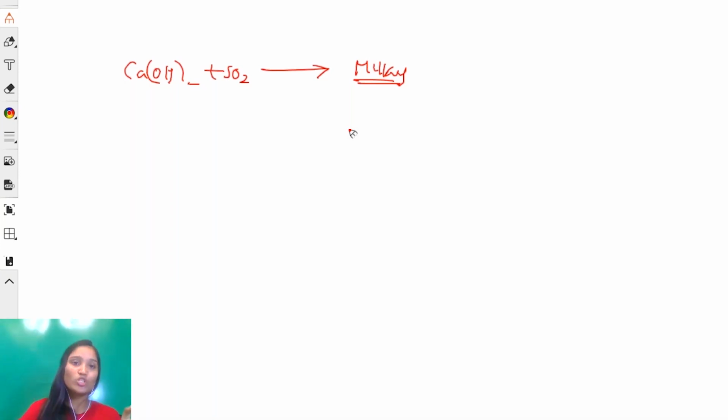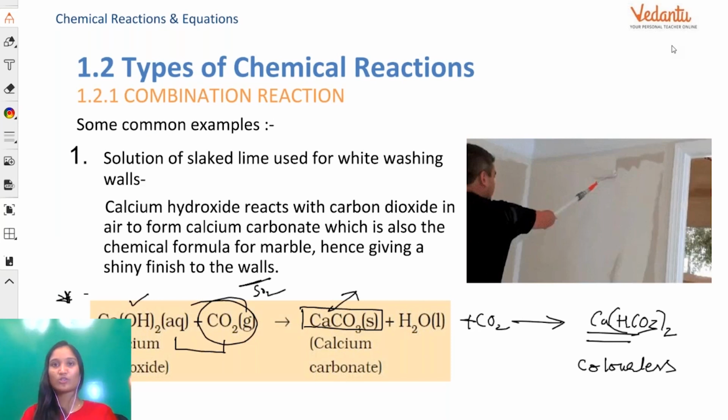In fact, these are not the only combination reactions, but we are talking about them because they're important. Let's quickly go back to what we were saying. Somebody asked me for the common names, which are on the screen.